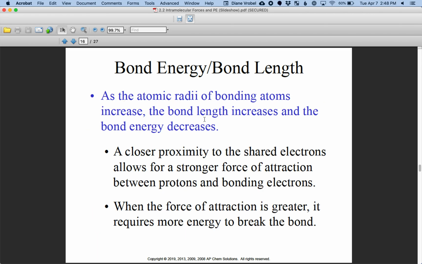Okay, so the other thing that is important to remember is that when bond length increases, bond energy decreases. So it's important for you to be careful with how you represent things or the way you relate things together. Obviously, the closer two nuclei are to each other, the stronger the force of attraction. So if you have a longer bond, you're going to have a lower force of attraction.